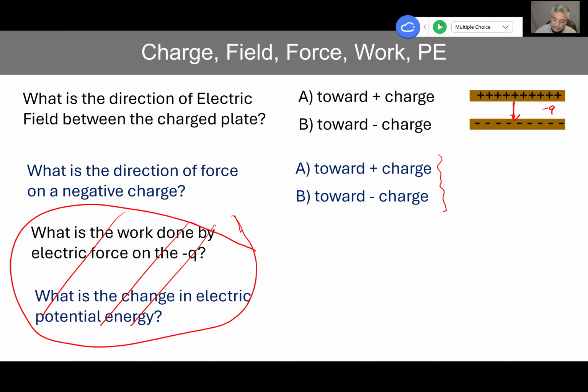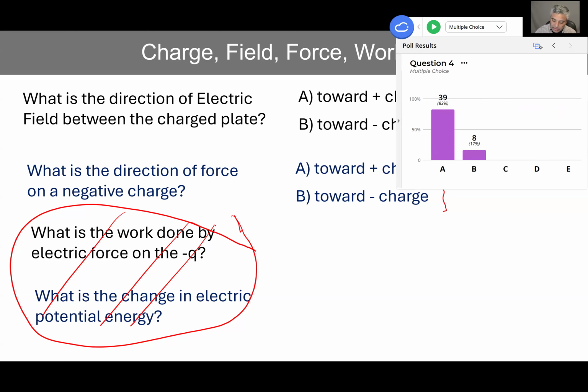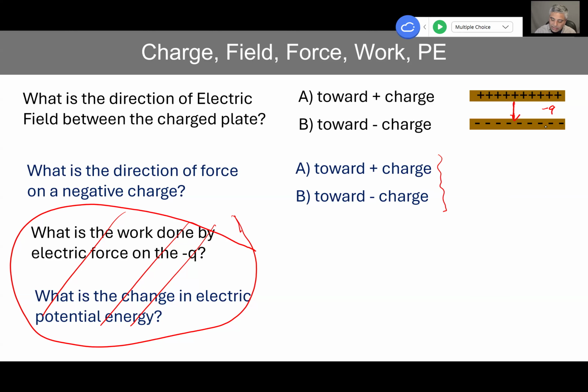Five more seconds. 5, 4, 3, 2, 1, and it stops. Okay. Let's see what we got here. Mostly A. So the negative charge gets attracted by the positive charge. Unlike charges attract, like charges repel. So that's why B is not the correct answer, but A is. So now the direction of force on the negative charge is in that direction.